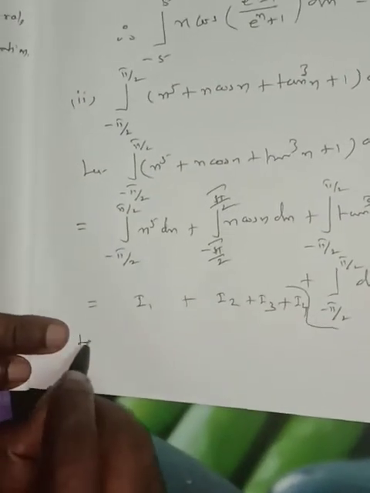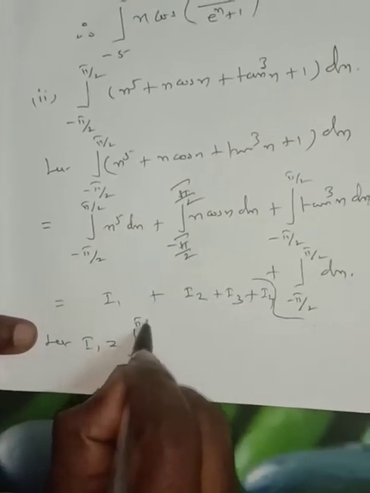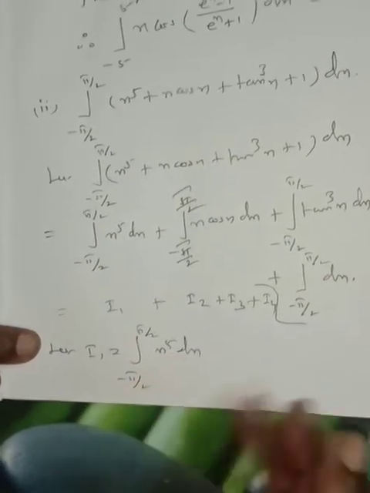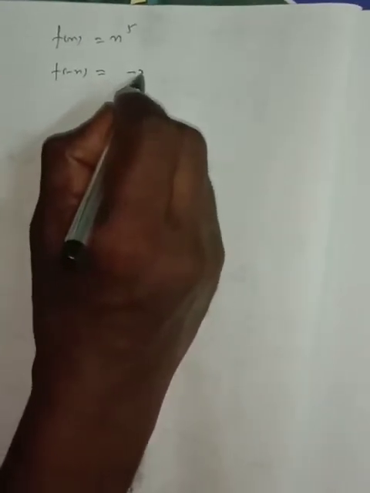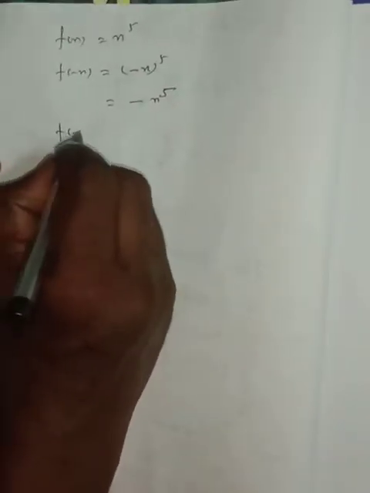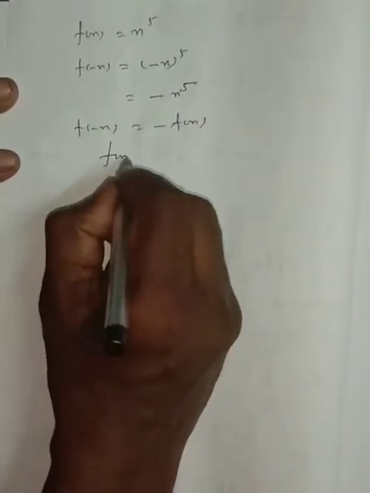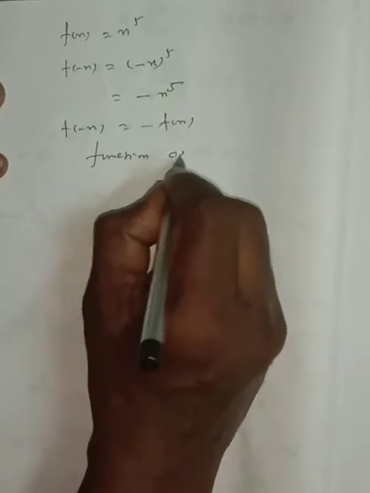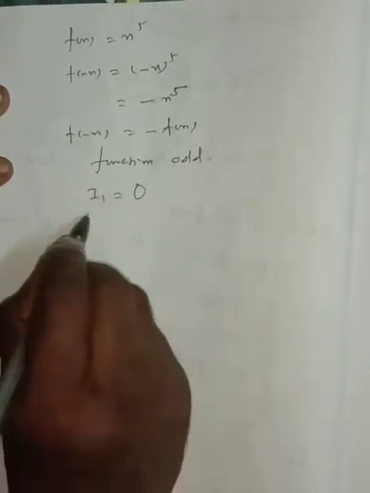Let I1 be equal to the integral from minus pi by 2 to plus pi by 2 of x^pi dx. Put x equal to minus x: f of minus x is equal to (minus x) to the power of pi, which is minus x^pi. So f of minus x is equal to minus f of x. The function is odd. Therefore, I1 is equal to 0.